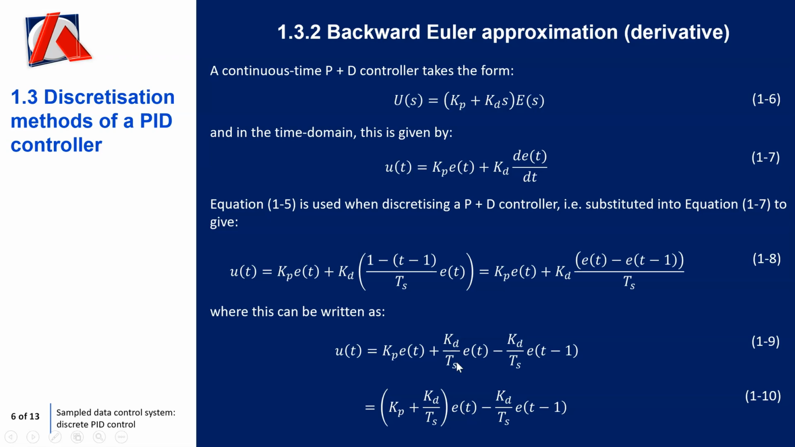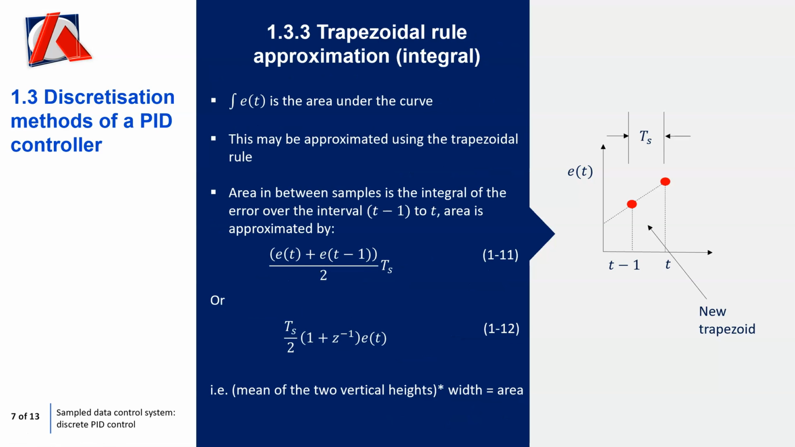what you would effectively do is just multiply it through, so we can separate Kd e(t), and then Kd over Ts e(t-1). So getting that, it's up to you. You can put it in that form. And then obviously e(t) here is common, so you could just move that outside, put brackets, and then move it outside the brackets. So that is your backward Euler approximation for the derivative.